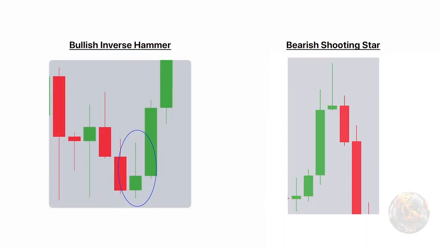Let's look at two more. We have a bullish inverse hammer and a bearish shooting star. I'm showing these together, again, because they are the same candlestick, just one is bullish, one is bearish, inverted. So the inverse hammer is roughly the same as the hammer, but because it's called inverse, it means that the upper wick is long and the lower wick is short.